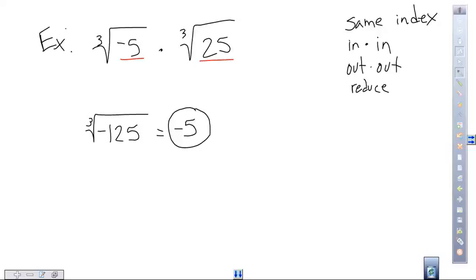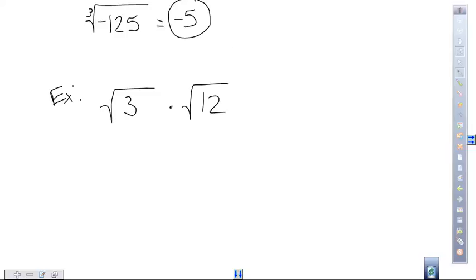Okay. Another example, if we have the square root of 3 times the square root of 12. Alright, so they are both square roots. We need to check and see they're the same index. There's no numbers outside, so inside times inside is going to give me the square root of 36. Again, really good news. 36 has a square root. That turns out to be 6.